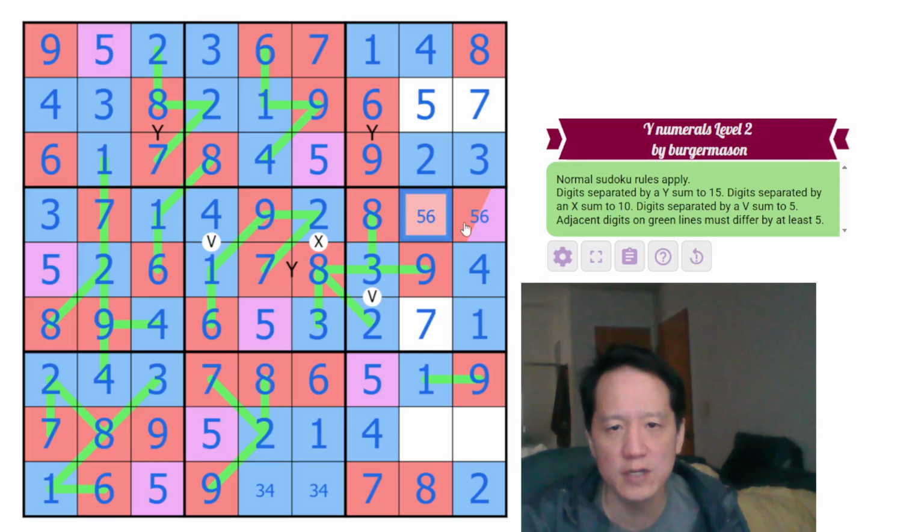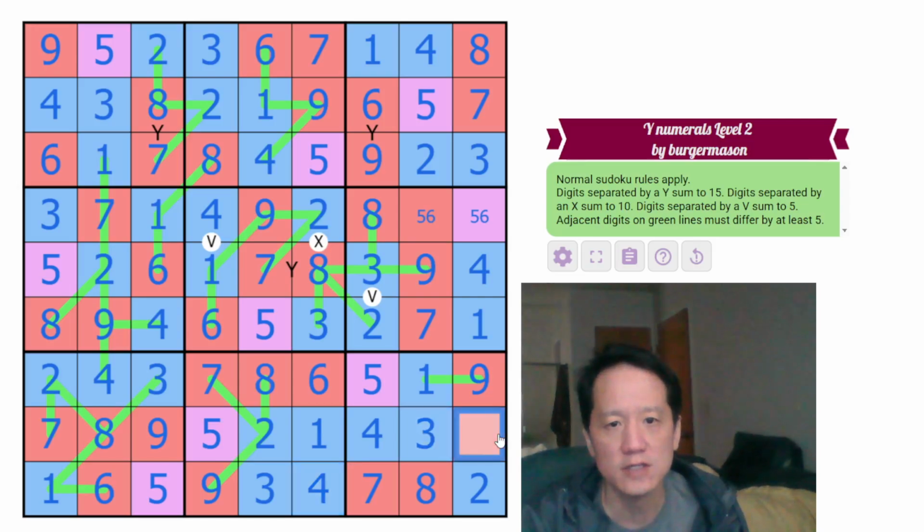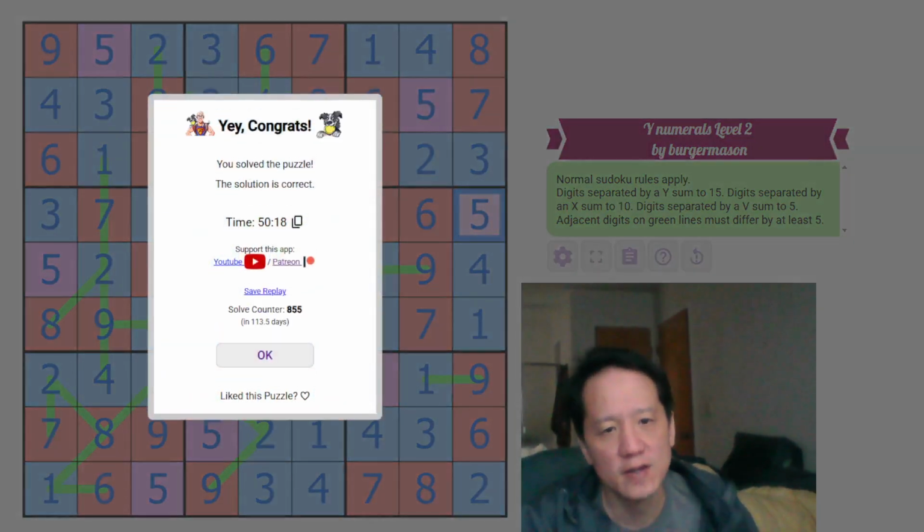This can't be pink anymore, this can't be red. This is a high. This is a pink. This is a high. So the remaining digit here has to be high, and the remaining digit here is a low. This 4 means this can't be 4, so this is a 3, which makes that 4. This is a 3. This has to be 6 then. This has to be 6, and this is a 5.